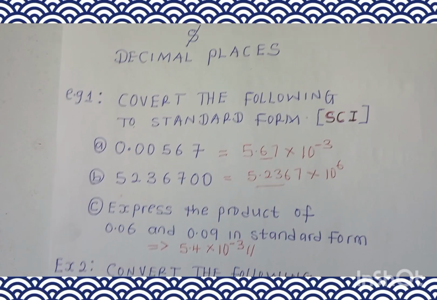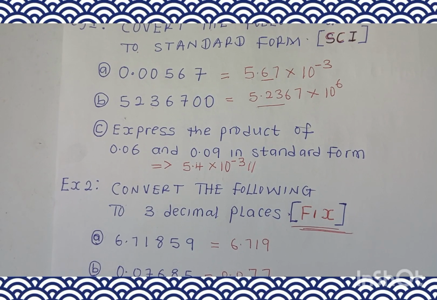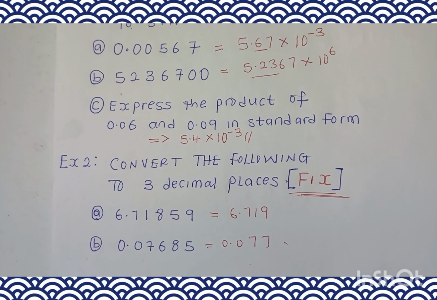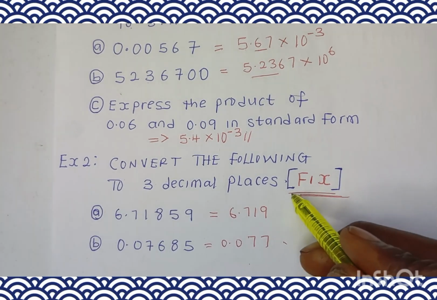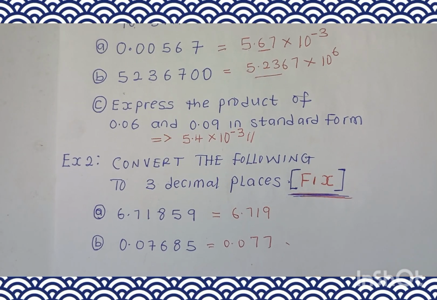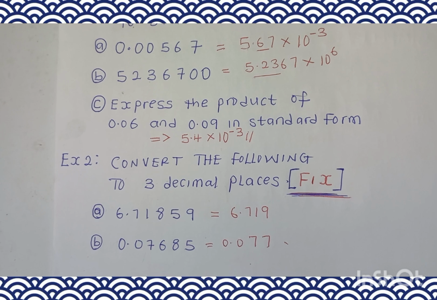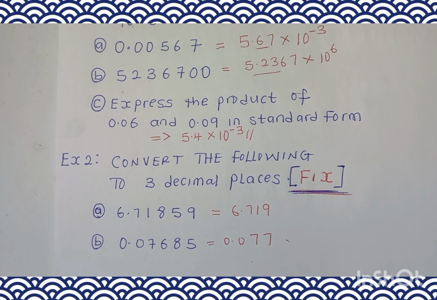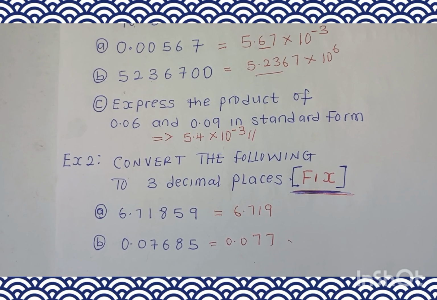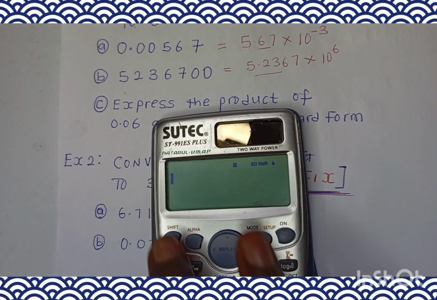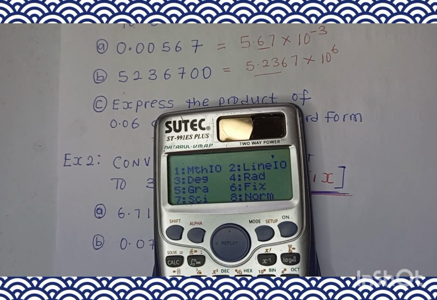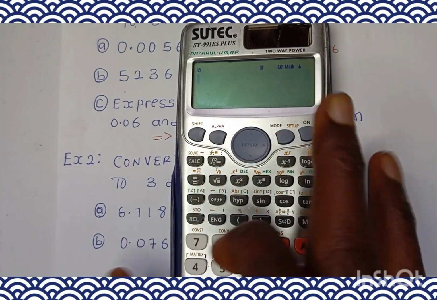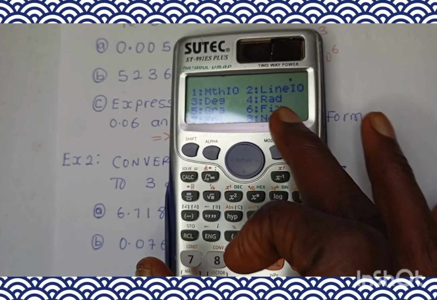Then when you watch the last thing we have, it says convert the following to 3 decimal places. Talking about decimal places, we use another different function called fix. That is still a function under the setup menu. So we are going to now fix to some decimal places. What we now do is shift mode to enter the setup, and number 6, you can see fix at number 6. Let's come again: shift mode, the setup, then number 6, you can see fix there.